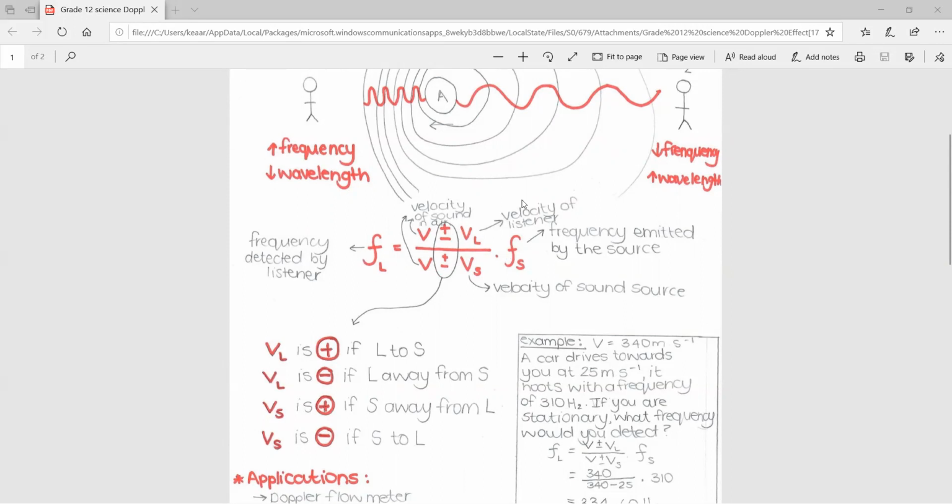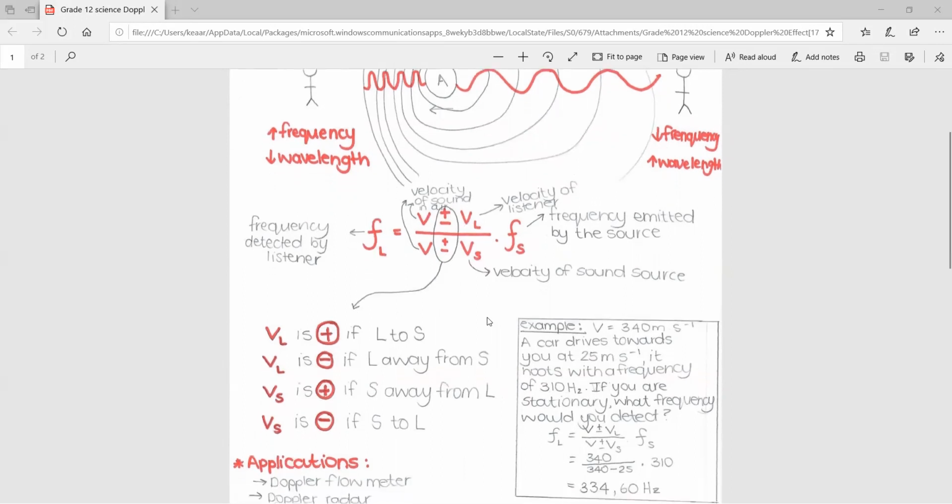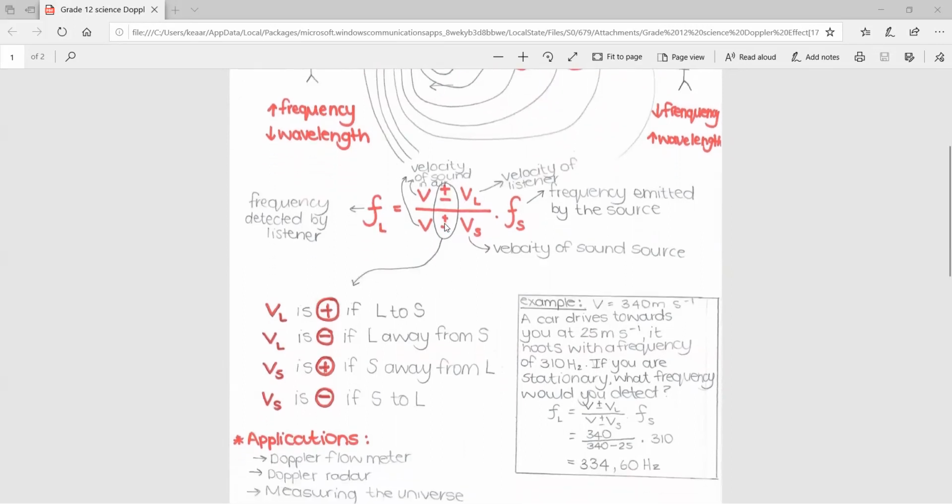This is a very important formula. It is given to you on your formula sheet. However, you are not told what everything is. So it's important to understand what each letter represents. Then we move on to deciding whether it's going to be a plus or minus in the fraction. So VL, the velocity of the listener, will be positive if the listener is moving towards the source. The velocity of the listener will be negative if the listener is moving away from the source.